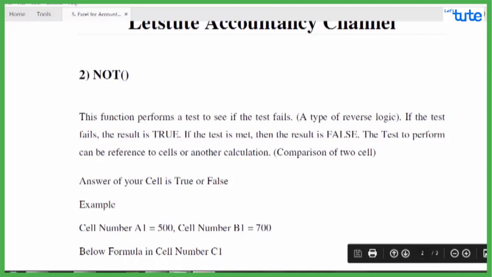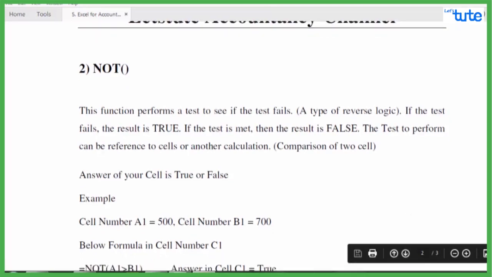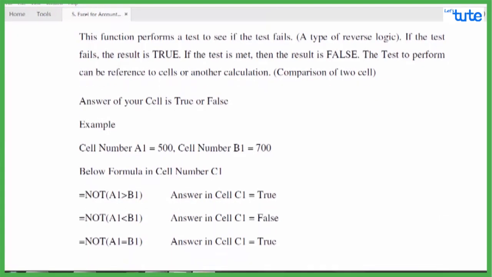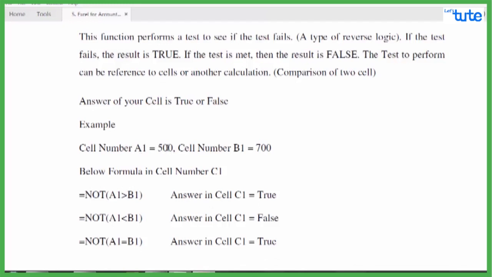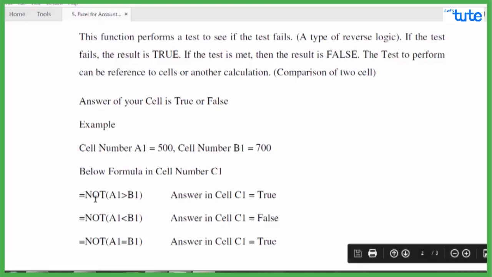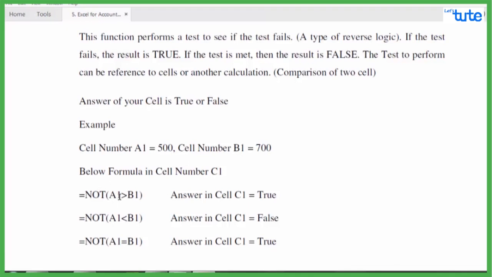This command always gives an opposite answer. Now let us see an example. Suppose in cell A1 is 500 and cell B1 is 700. Now I am applying this formula in cell C1, equal to NOT, bracket open, A1 greater than B1.